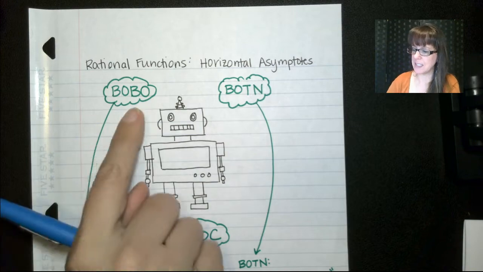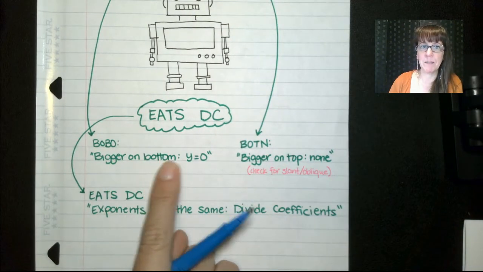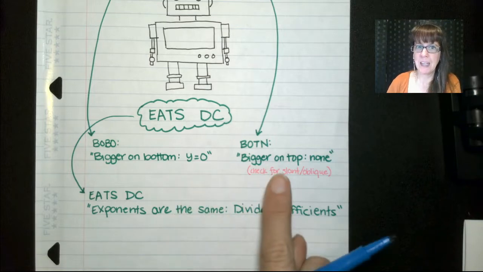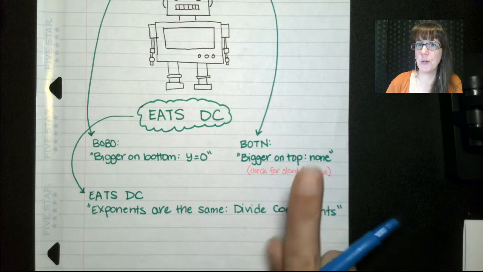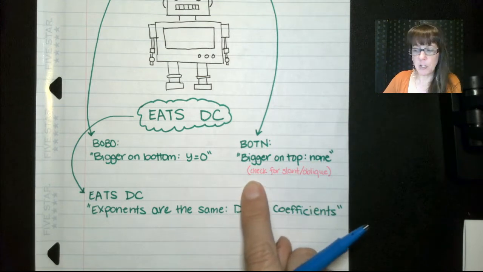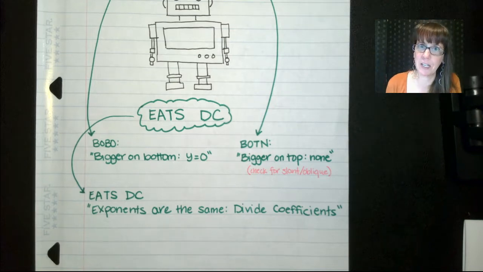What this means is BOBO means bigger on bottom, then y equals 0. BOTN means bigger on top, none. There's no horizontal asymptote, but you're going to want to check for a slant or oblique asymptote. That'll come up in a different video, but I do want you to notate that now.